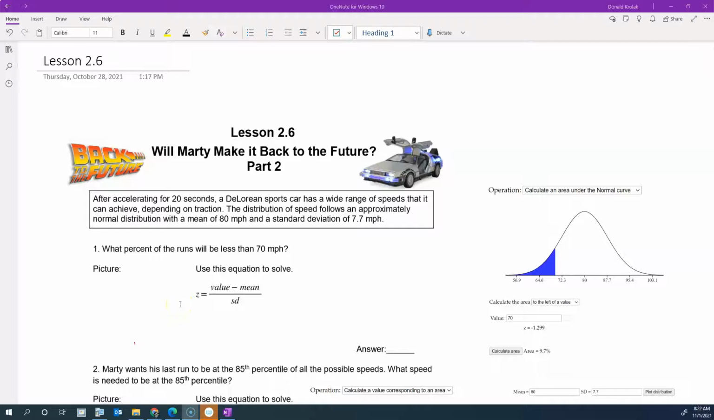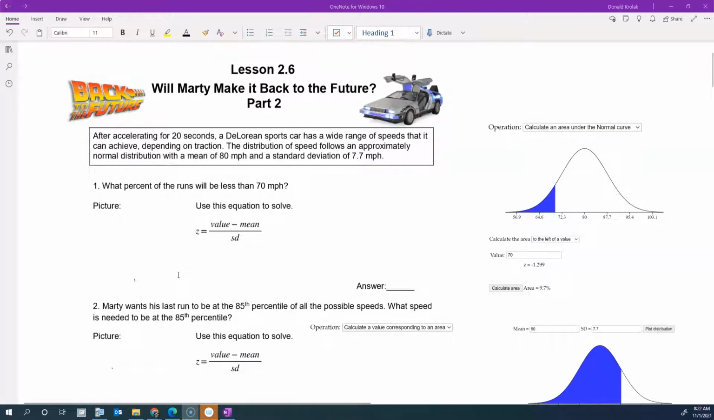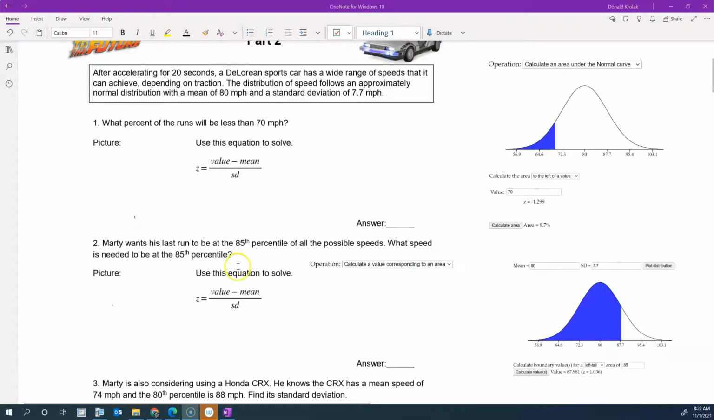All right, so we're back to using the same data that we had the other day, using the Back to the Future car. A DeLorean sports car has a wide range of speeds that it can achieve depending on its traction. The distribution of speed follows an approximately normal distribution with a mean of 80 and a standard deviation of 7.7. This question is asking what percent of the runs will be less than 70 miles per hour.